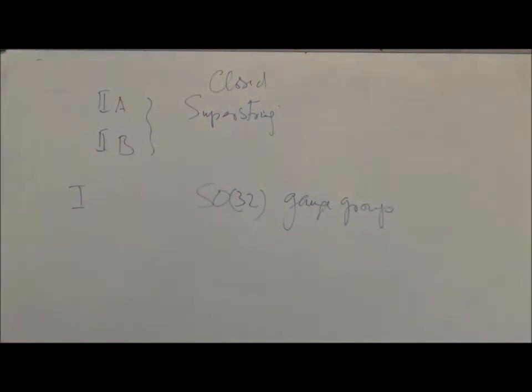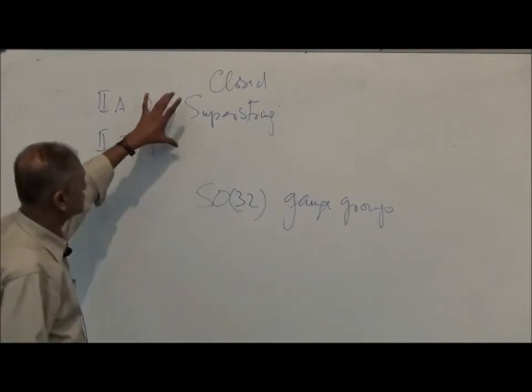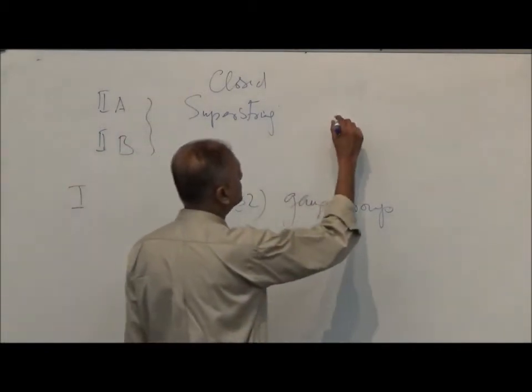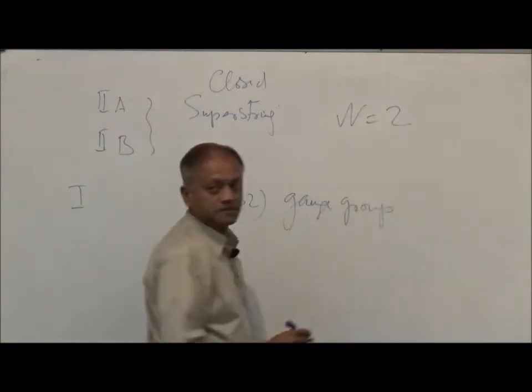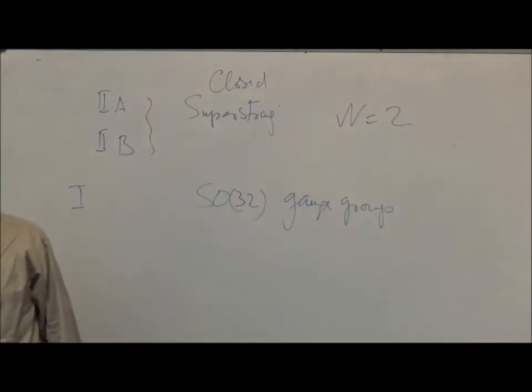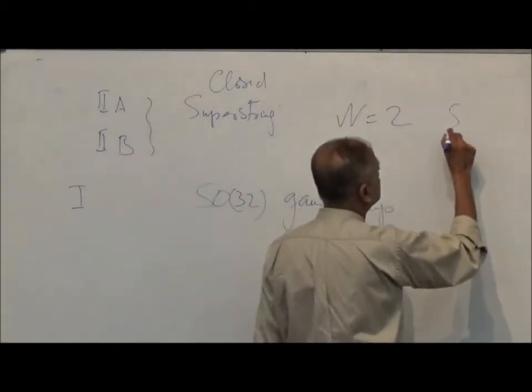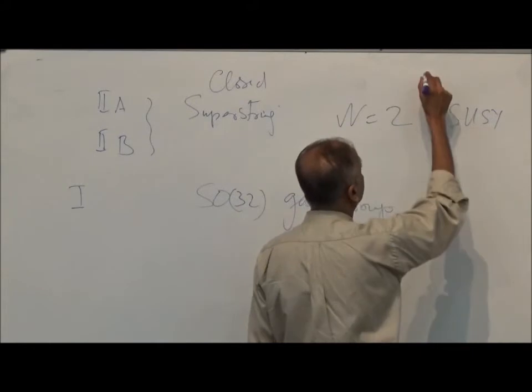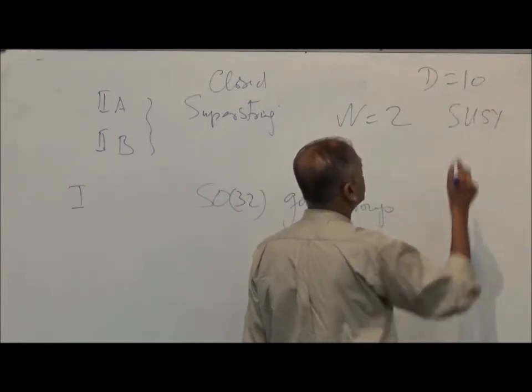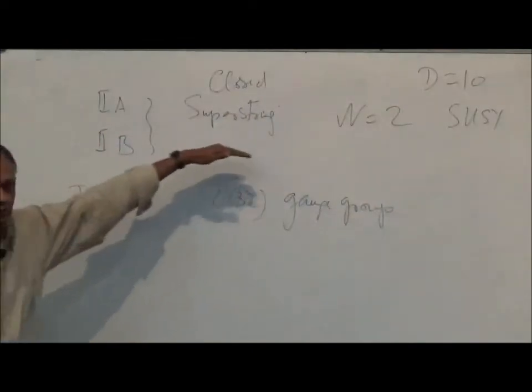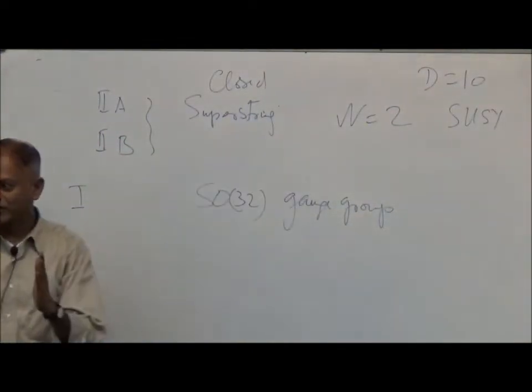So these are the string theories that we have seen so far since last week. These two are the closed superstrings, and they have N equal to 2 supersymmetry in D equal to 10 dimensions. Whereas this is the open string, so half of the supersymmetry is broken because of the boundary condition.